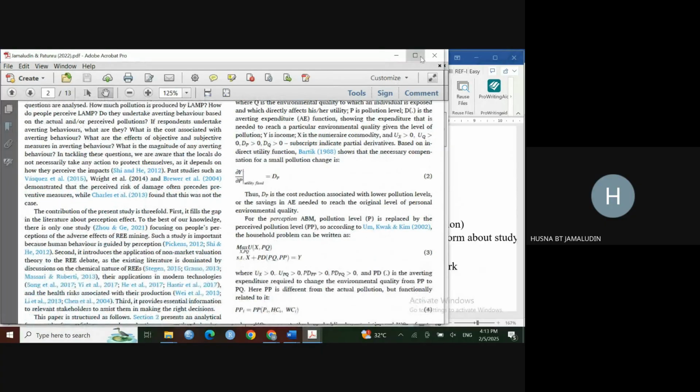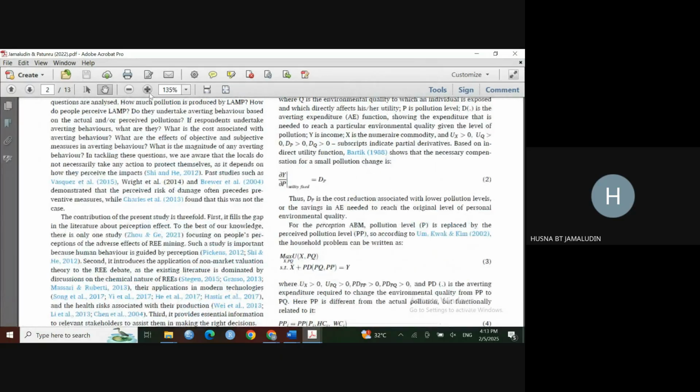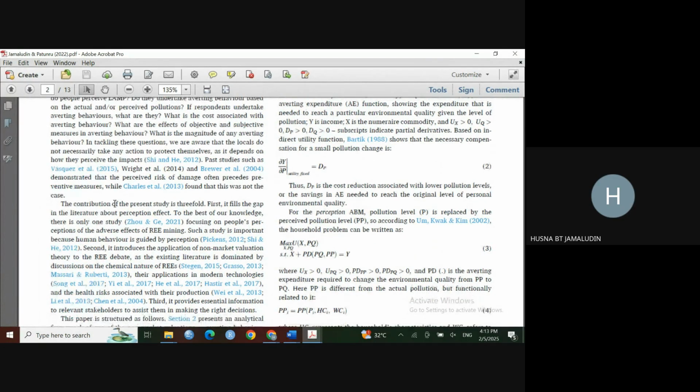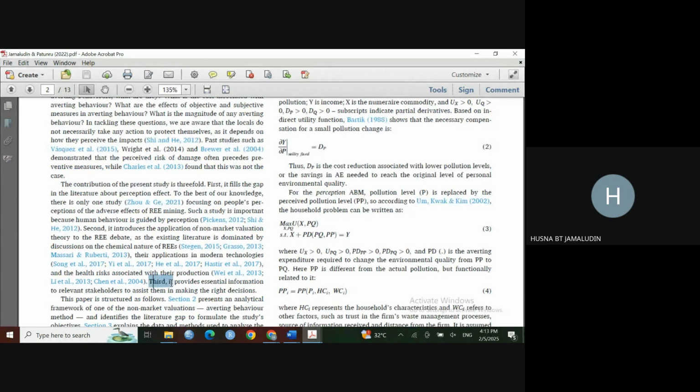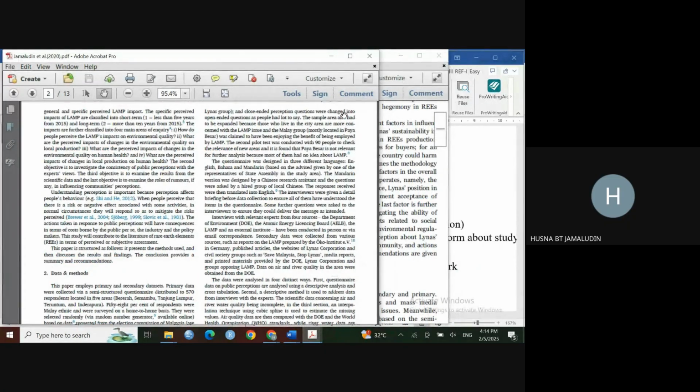So you can see here clearly I mentioned, I'm not sure whether you can see, the contributions of the present study are threefold. There are three reasons, three significances of this study. First, it fills the gap in the literature about this topic. Second, third, so you list them down so that people can see clearly. Don't just simply explain them without highlighting. This is the contribution of your study. So you have to highlight, because readers may get lost somewhere while reading your paper. Okay, so this is one example.